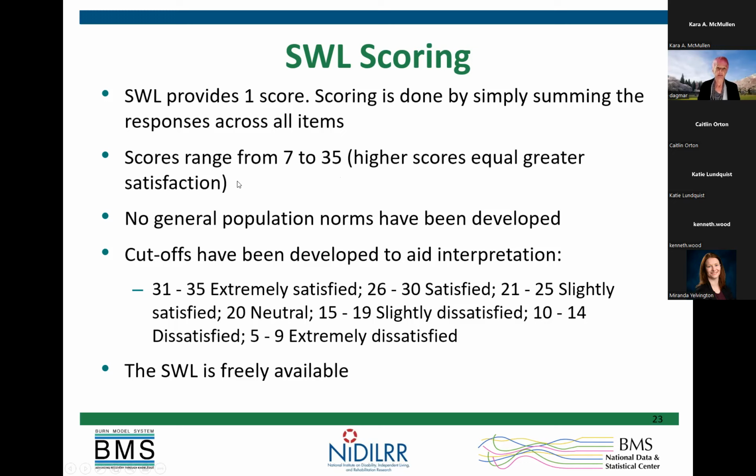satisfaction with life. There were no published general population norms, but there are a lot of publications with fairly large samples. And so when we want to compare burn survivors with other populations, we find a study that administers satisfaction with life, and we compare our mean with their means as a kind of a norm. So you can use it that way.